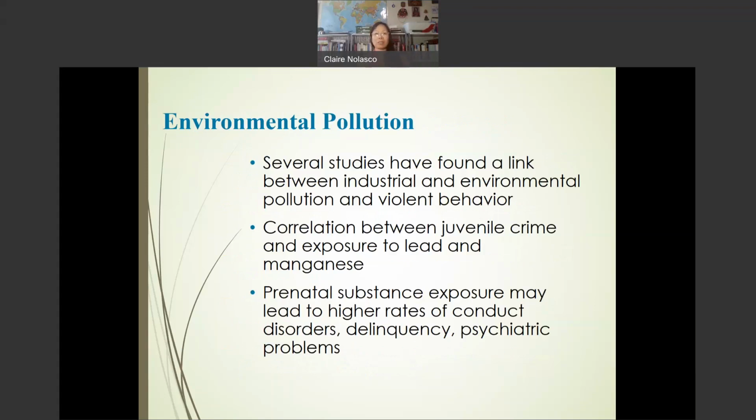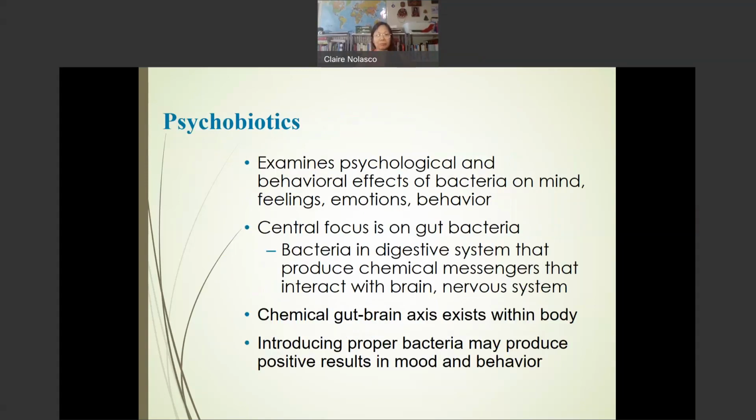With regard to environmental pollution, several studies found a link between industrial and environmental pollution and violent crime. There is a correlation between juvenile crime and exposure to lead and manganese. In fact, some studies show that prenatal exposures to lead and manganese may lead to higher rates of conduct disorders, delinquency, and other psychiatric problems.